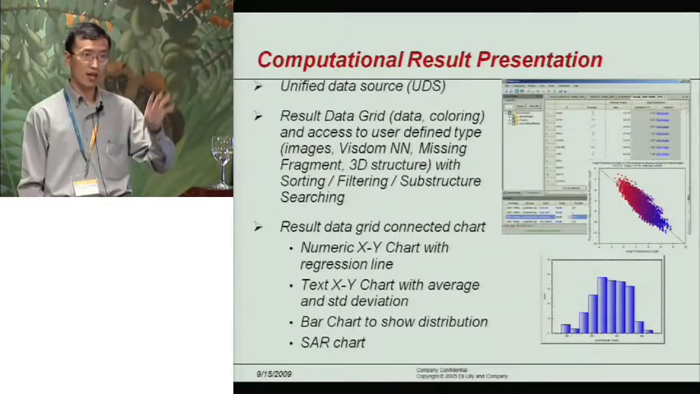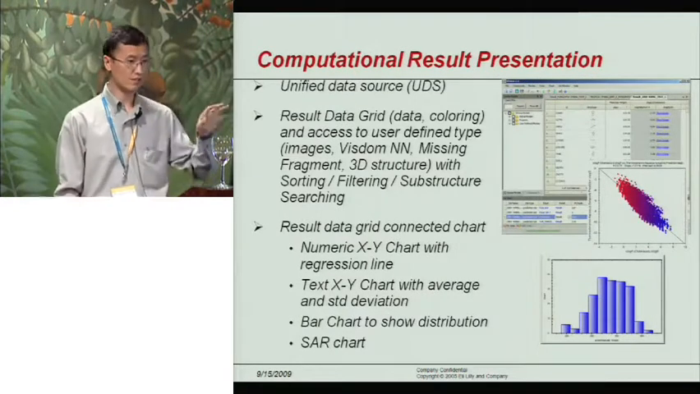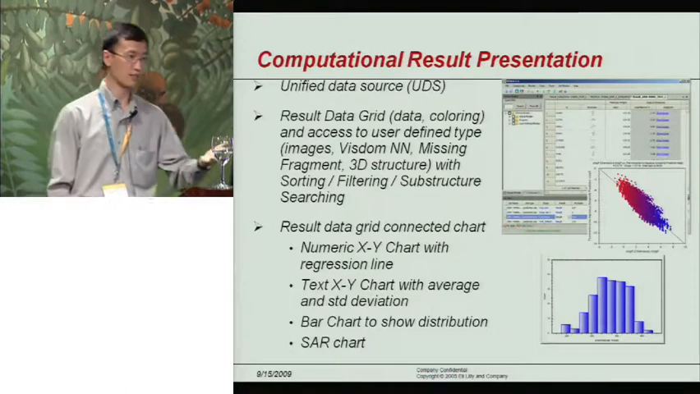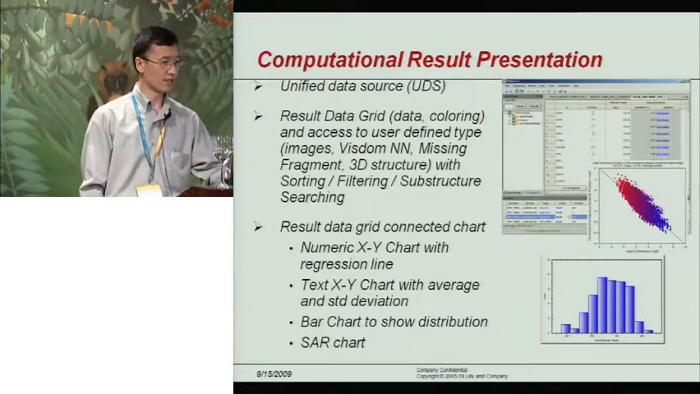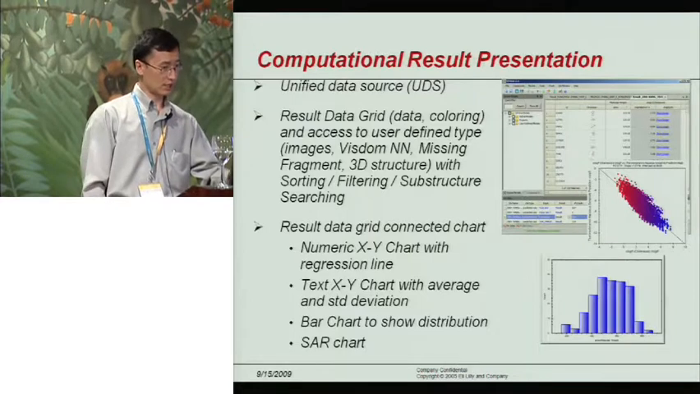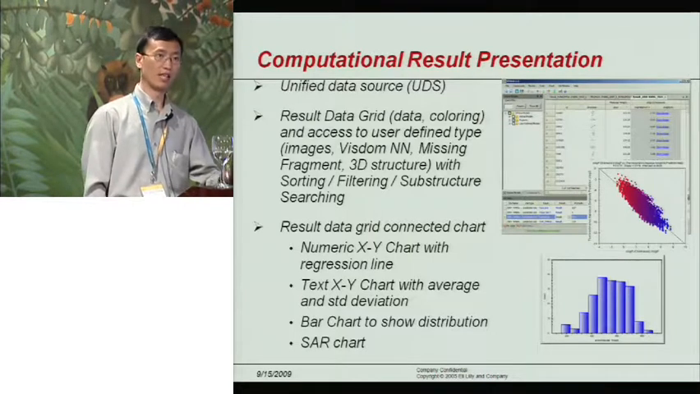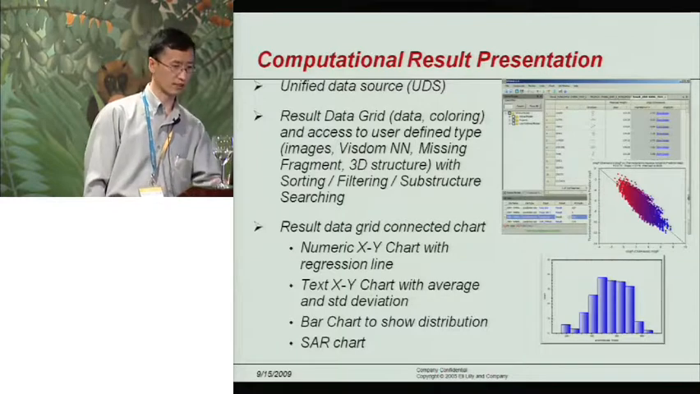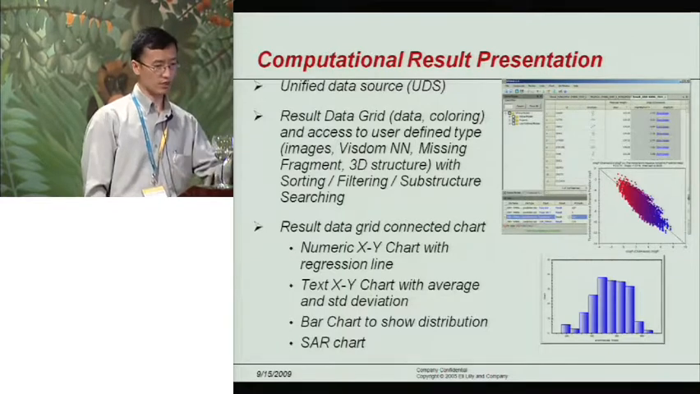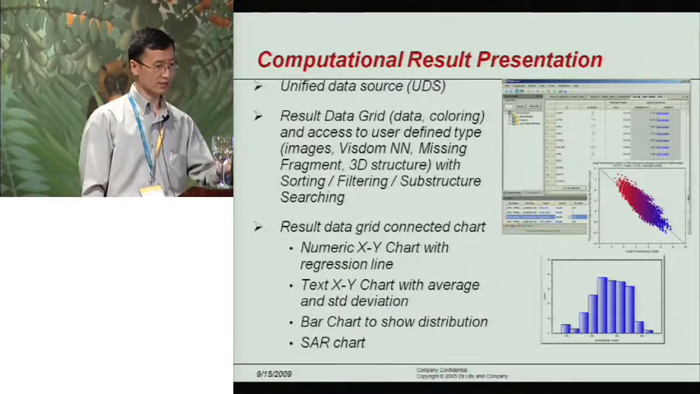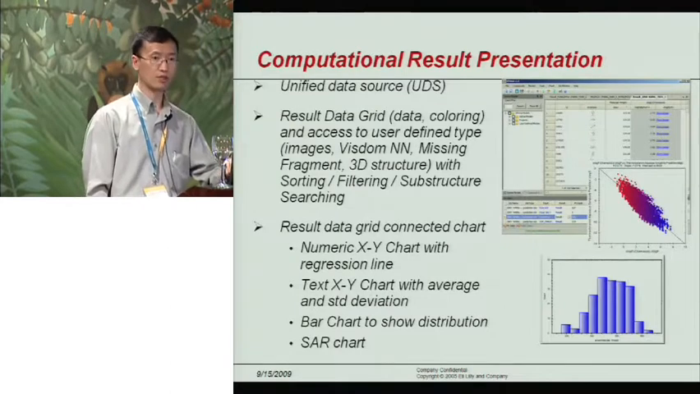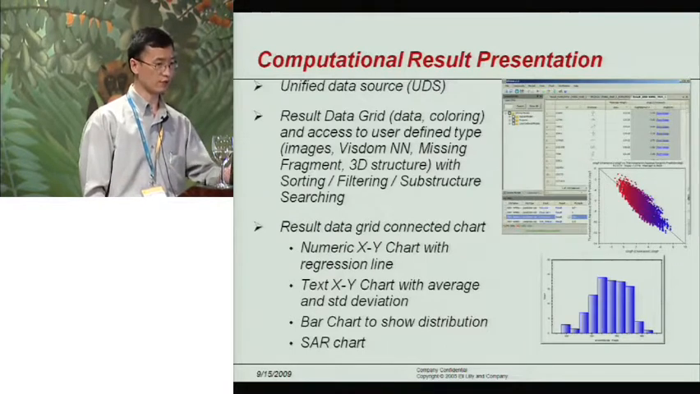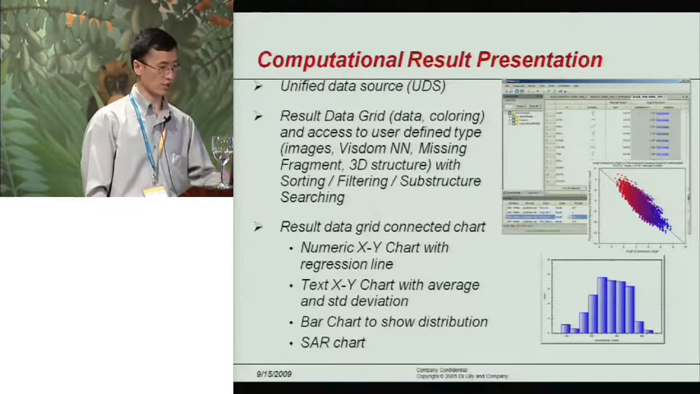So when you select a model, or you select two, you run the job and you get the data. The data is in the format of a unified data source, and we use a DevExpress grid to display it. We support number, text, and image. For example, if you generate a logD image, we can do that. And we have a special type of model called wisdom, where you can show the near neighbors of a fragment and a 3D structure. And you can do sorting, filtering, and substructure search.